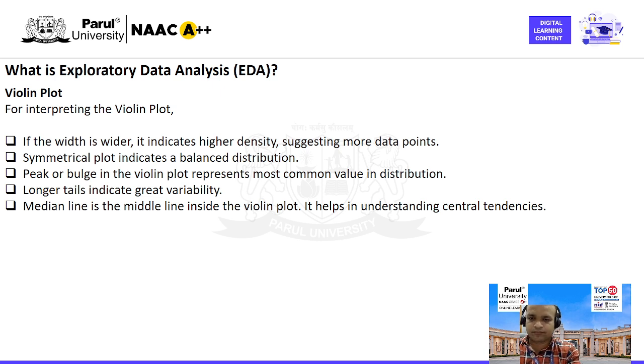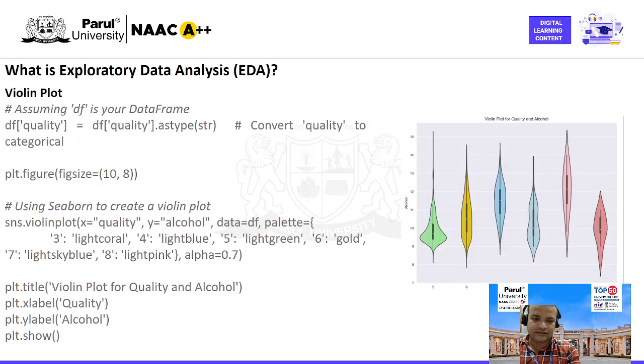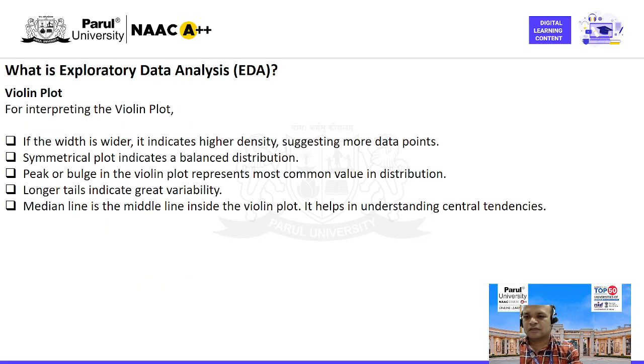Peaks in the violin plot represent the most common value in the distribution. Longer tails indicate greater variability. Longer tail means like this. Number 5 has a longer tail. Only one of the violins here has a longer tail, so you can say it indicates greater variability. And the median line is the middle line in the violin plot.